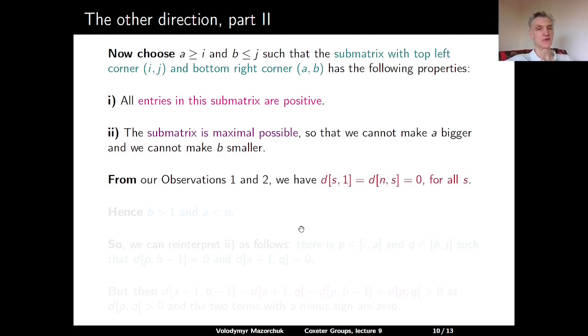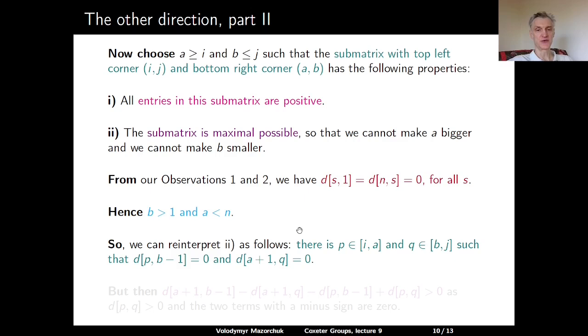Next, let us note that from our observations 1 and 2, we have that d_s,1 is equal to d_n,s is equal to 0 for all s. And this means that b is strictly greater than 1 and a is strictly smaller than n. This allows us to reinterpret the second condition as follows. There exist p between i and a and q between b and j, such that d_p,b-1 is 0 and d_a+1,q is 0.